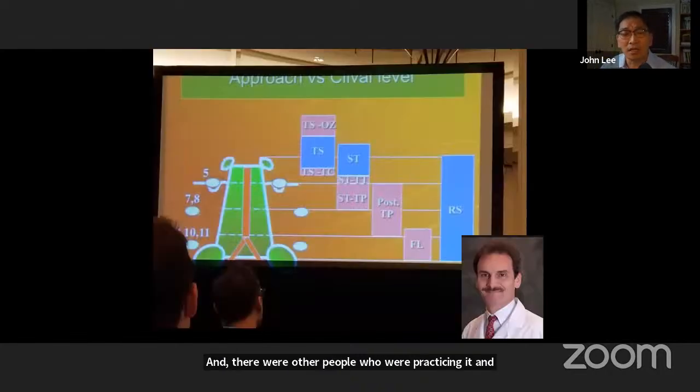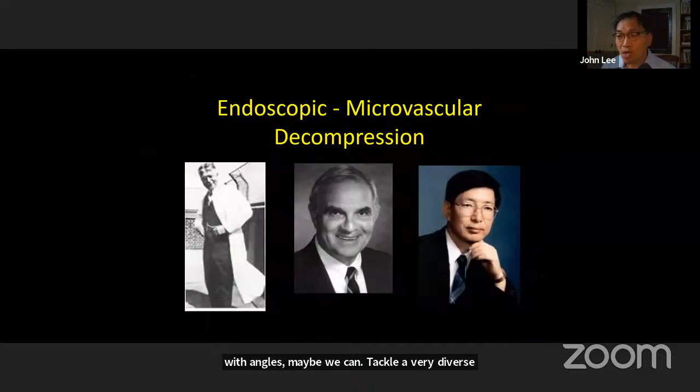I also think that the retrosigmoid is such a versatile approach. This is Jacques Morcos's talk. I love this, where he shows, based on the cranial nerve and the brainstem, where you can get an RS, which is shown in blue, can get you everywhere. Especially if now we can introduce the endoscope with angles, maybe we can tackle a very diverse pathology in addition to the MVD.